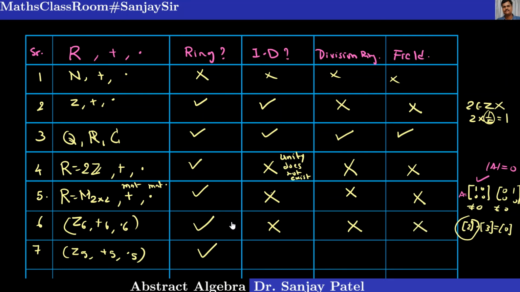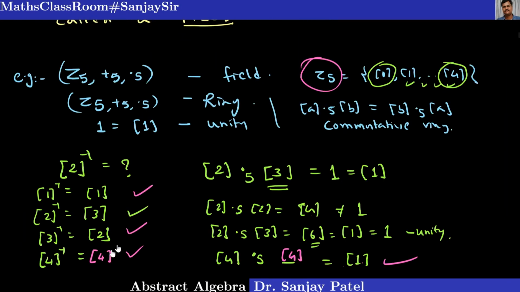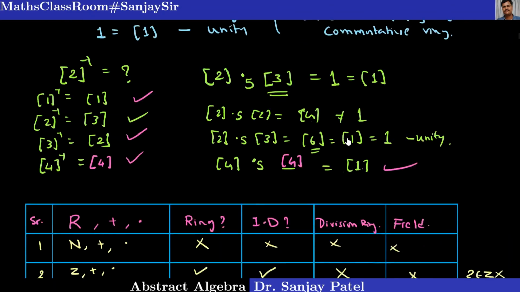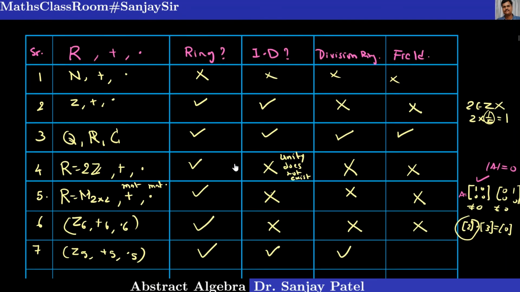And finally, Z5, which is a very important class of rings, a very important example of a ring. It is a ring. It is an integral domain. And it is a division ring. We have already seen in the example above that every element in Z5 has an inverse. This is the example in which I mentioned that all the elements have a multiplicative inverse. It is a ring. It has a unity element. It is commutative. So we already solved this problem, and we know that Z5 is a division ring. It is also a field.